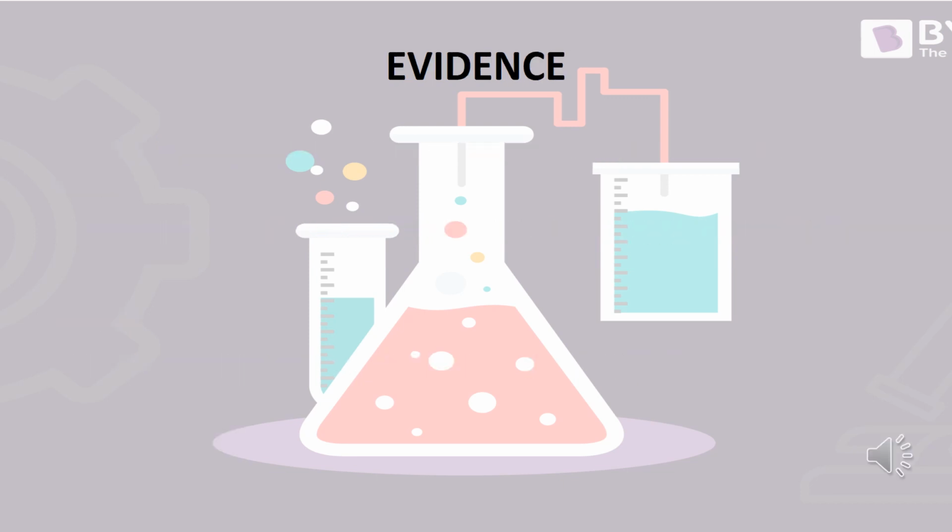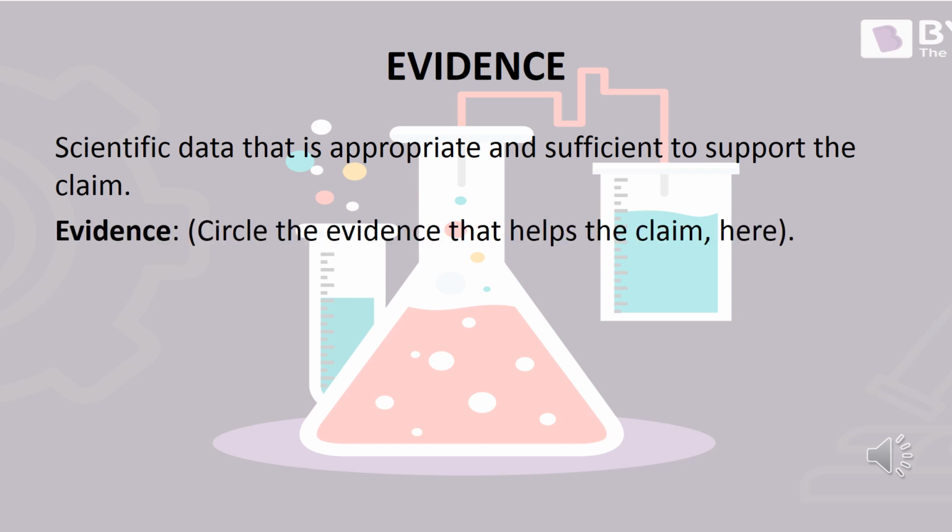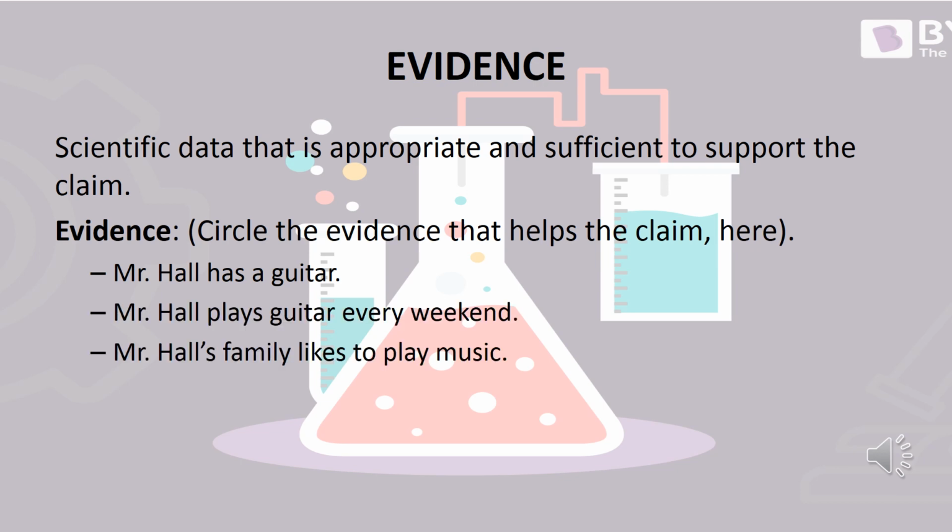The evidence portion is where we have data that supports our claim. The definition literally is scientific data that is appropriate and sufficient to support the claim. So in this example, I want you to circle the evidence that helps the claim that we have made. 3 things here. Mr. Hall has a guitar, Mr. Hall plays guitar every weekend, and Mr. Hall's family likes to play music. Now, you circle that which is relevant in our case here.